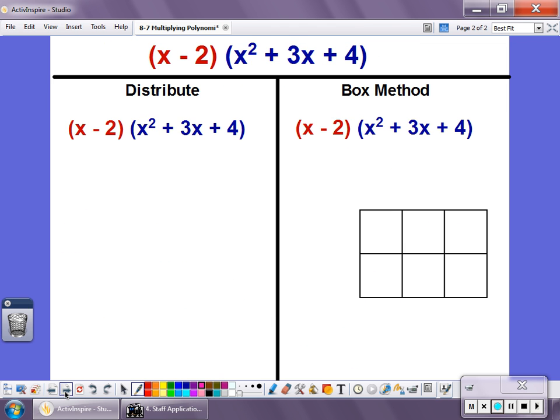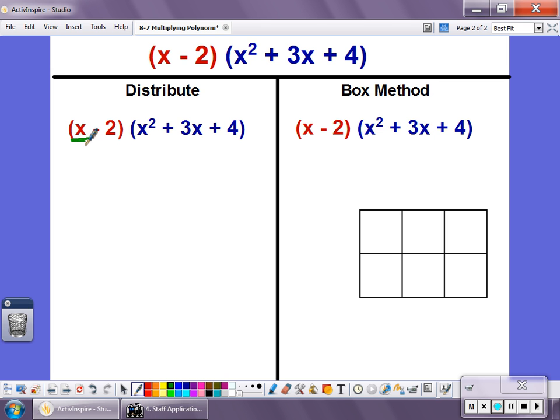Now, some kids like the box method when you have a more complicated problem. Okay, when you use the distributive property for a problem with more terms, you always run into the chance you might forget to multiply something. But with the box method, it's easy to see because if you have something in all of your boxes, you'll know you managed to multiply everything together. All right, let's try this distributive property.